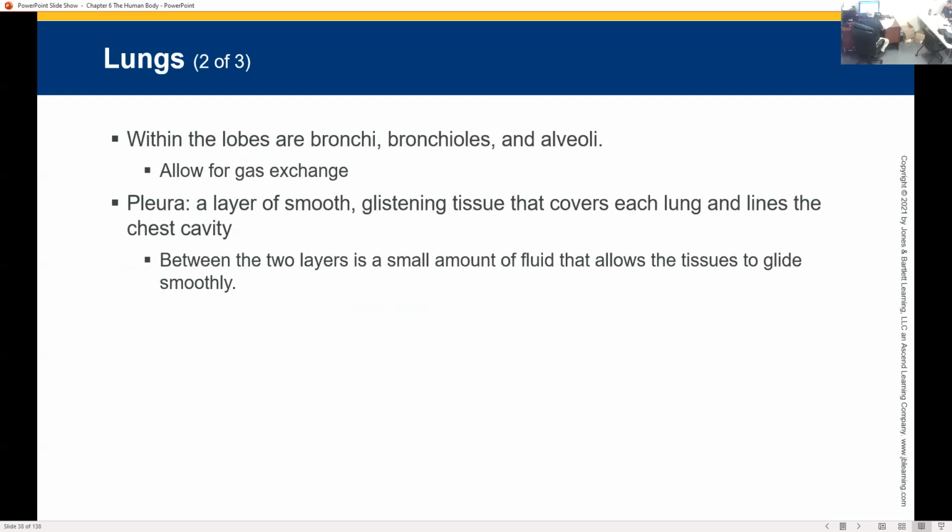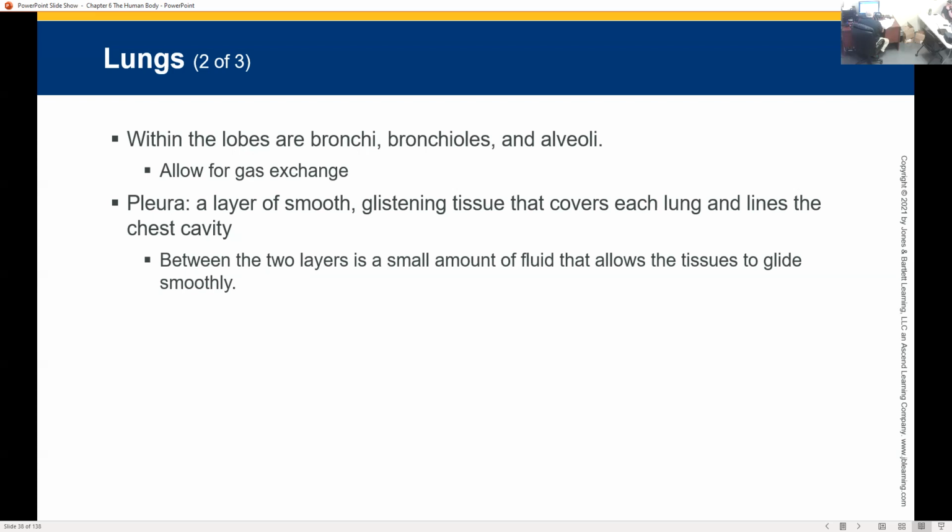All right, so we've already talked a little bit about the gas exchange. Now, this is important here about the pleura. A layer of smooth, glistening tissue that covers each lung and lines the chest cavity. If you want an idea of how the pleura feels, it's very much like saran wrap that has vegetable oil on it. It's about the same consistency as saran wrap with vegetable oil.